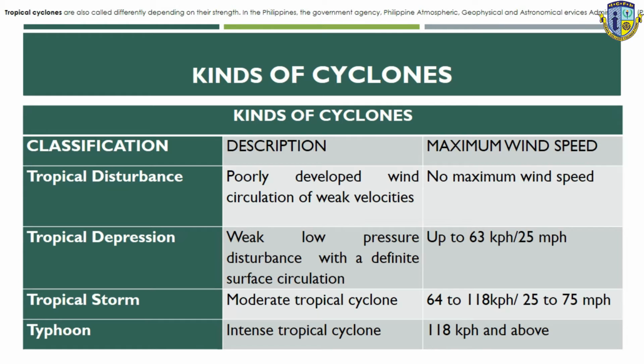Tropical storm: moderate tropical cyclone, 64 to 118 kilometers per hour. Typhoon: intense tropical cyclone, 118 kilometers per hour and above.